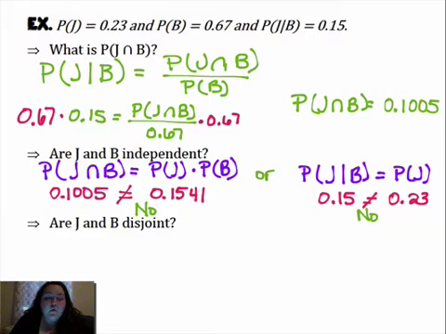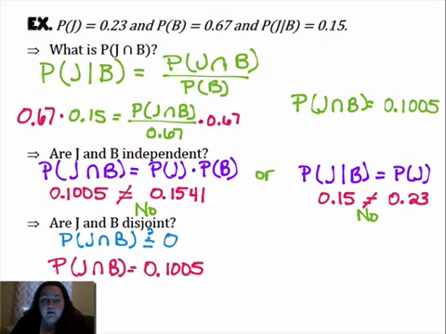Alright, are J and B disjoint? Well, does the probability of J and B equal 0? Well, I just found the probability of J and B, and it was 0.1005, and that is not 0, so the answer is no.